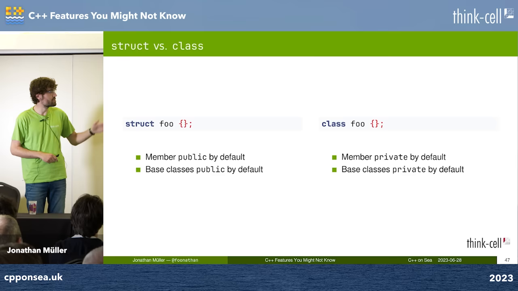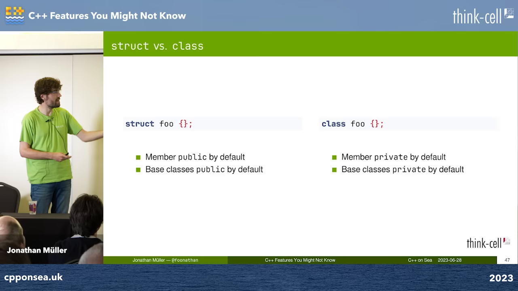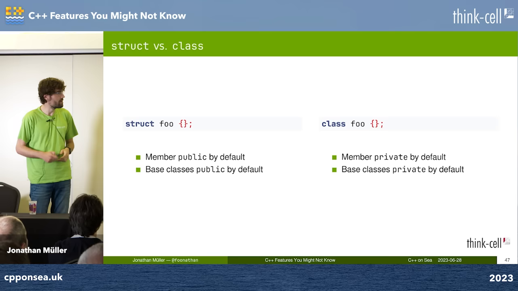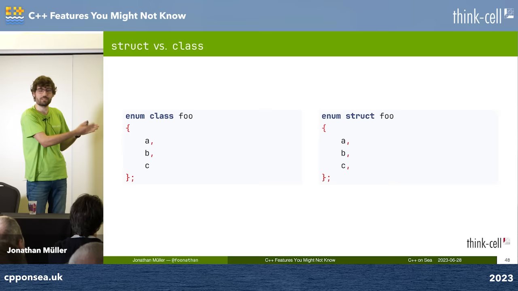So, this is a class. You can also use struct. And the only difference is the visibility, right? In a struct, everything is public by default, and the base classes are public by default, and in a class, it's private. But there are a couple other places where you can use the keyword class. Can you also use struct there? For example, this is an enum class. And this is an enum struct. And they're the exact same thing, right? It's just that the grammar allows both class and struct at that point.